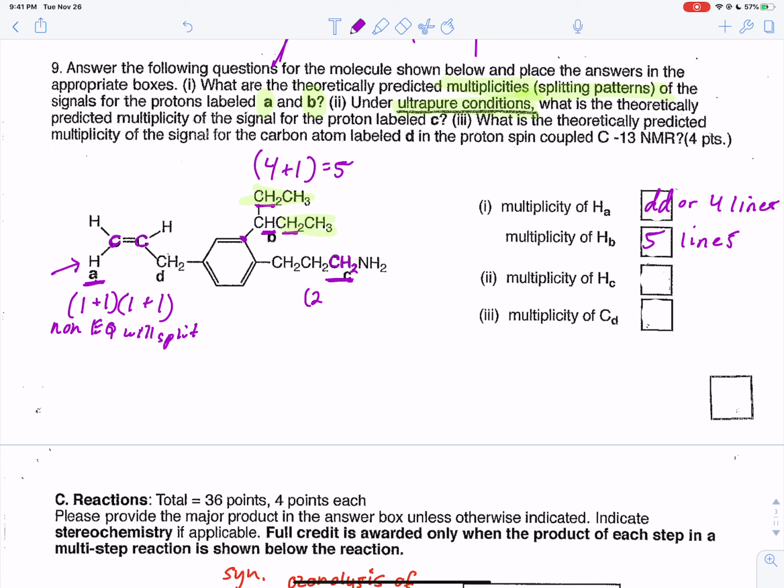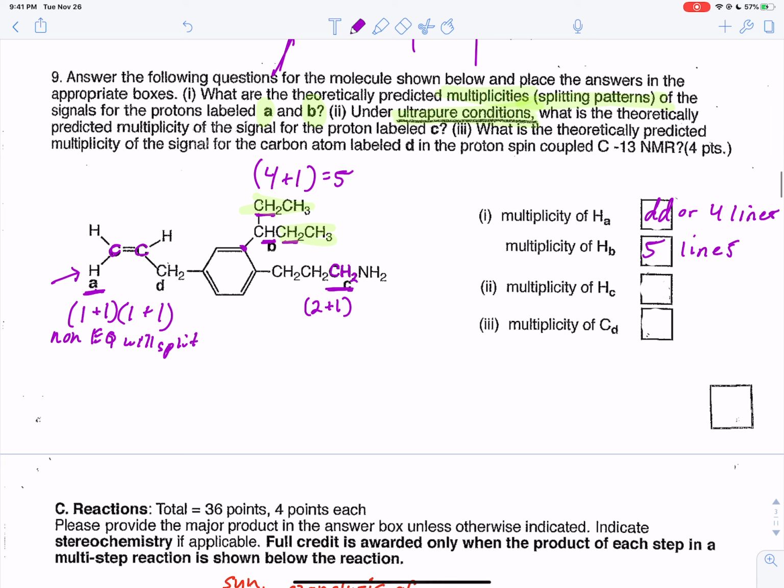So you're going to do N+1 in parentheses, okay? Now, the question says under ultra-pure conditions. What does that mean? It means it's so pure that there are no impurities, no weak acid-base impurities present. That means no H2O is present. So if there's no weak acid or base, then the hydrogens on the NH2 are going to have no acid-base equilibria. That proton is going to stay there long enough for the CH2 protons to split each other, all right?